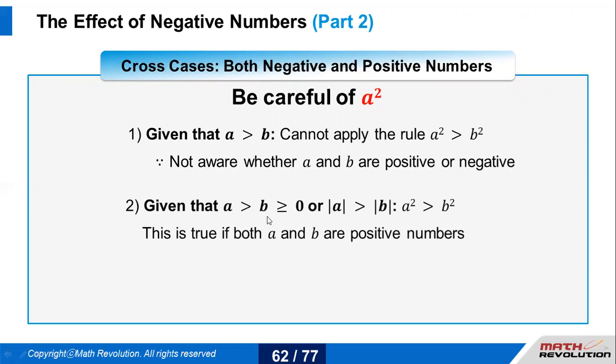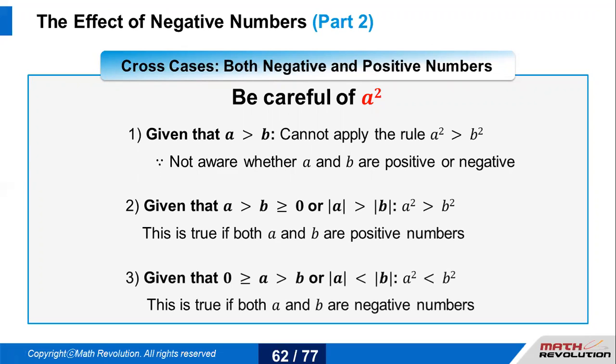If it is given that a is greater than b, which is greater than or equal to 0, or we could say mod of a is greater than mod of b, or we could say a square is greater than b square, then yes, we can apply this rule that a square would be greater than b square. But if it says that 0 is greater than or equal to a, which is greater than b, that means both are negative, then your inequality changes. That becomes a square is less than b square.